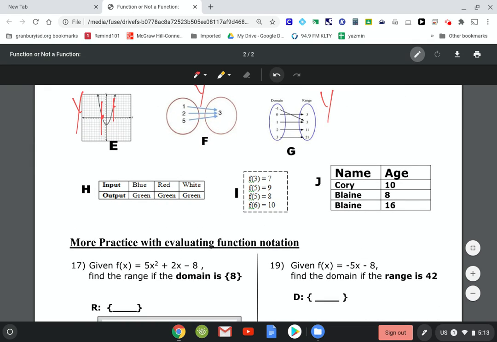Let's look at letter H. All we're looking for is the input, which is your x value, making sure that they're all different. So blue, red, and white. So yes, this is a function.